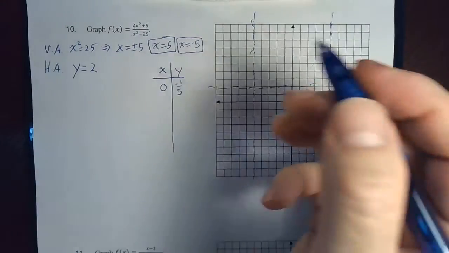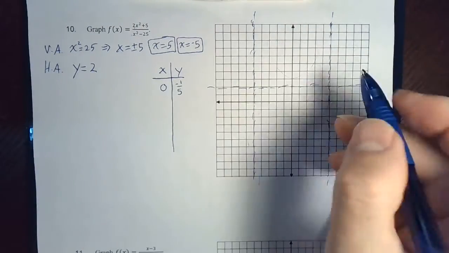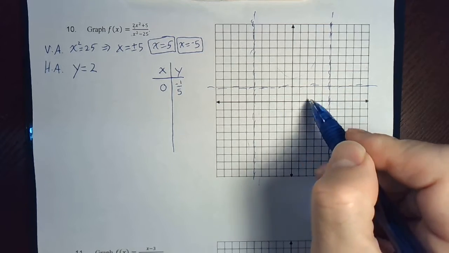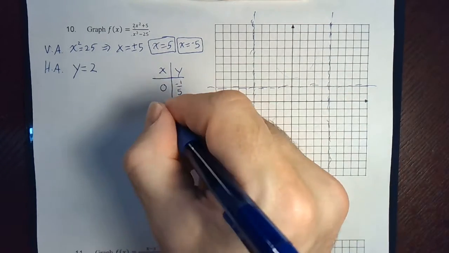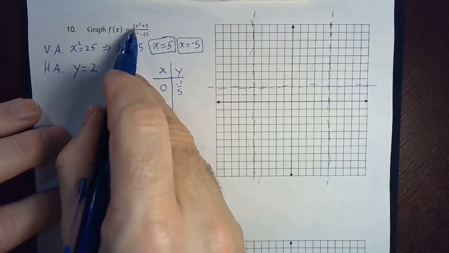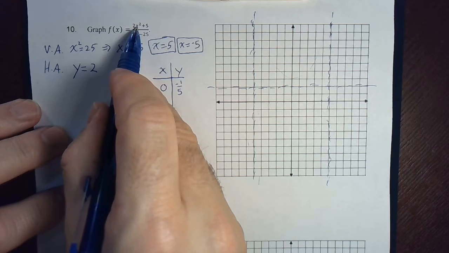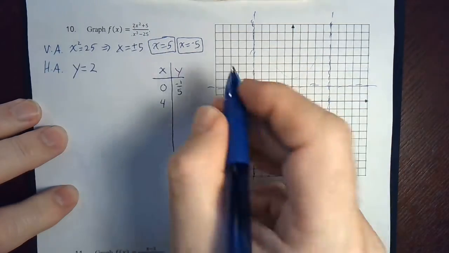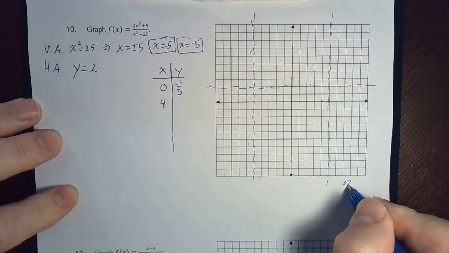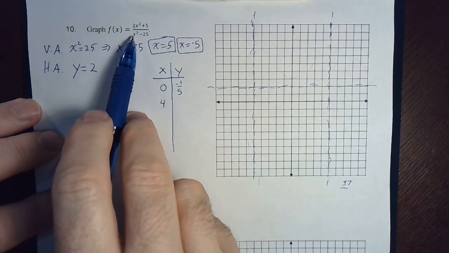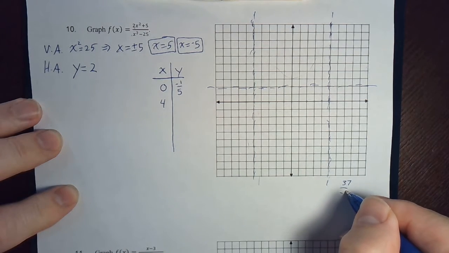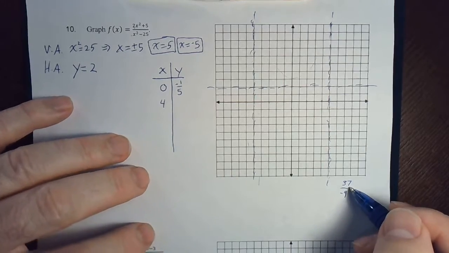So now let's try maybe something like a 4. I want to get another one in between 0 and this vertical asymptote. I don't know if it's going to be up here or down here. Let's plug in a 4. That's going to be 2 times 16, 32, plus 5 is 37. I'm going to use my scratch paper down here. 37 over, when I plug a 4 into the denominator, I get 16 minus 25, negative 9. That is negative 4 and 1/9.